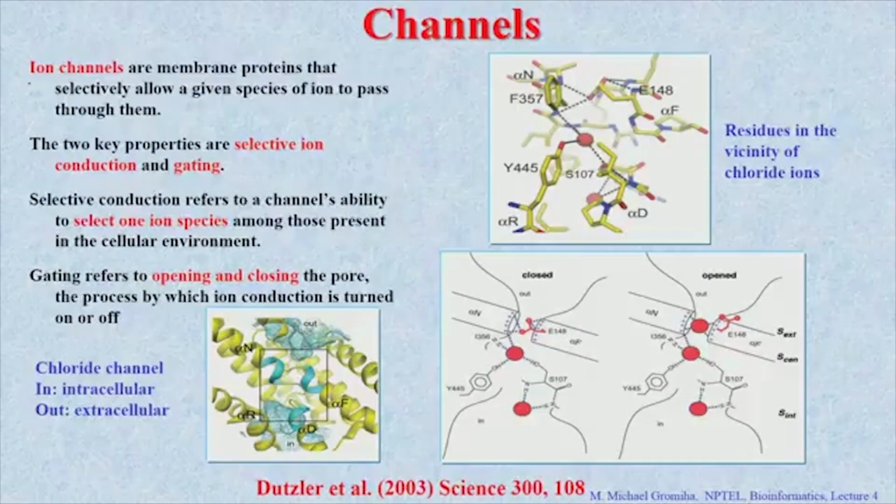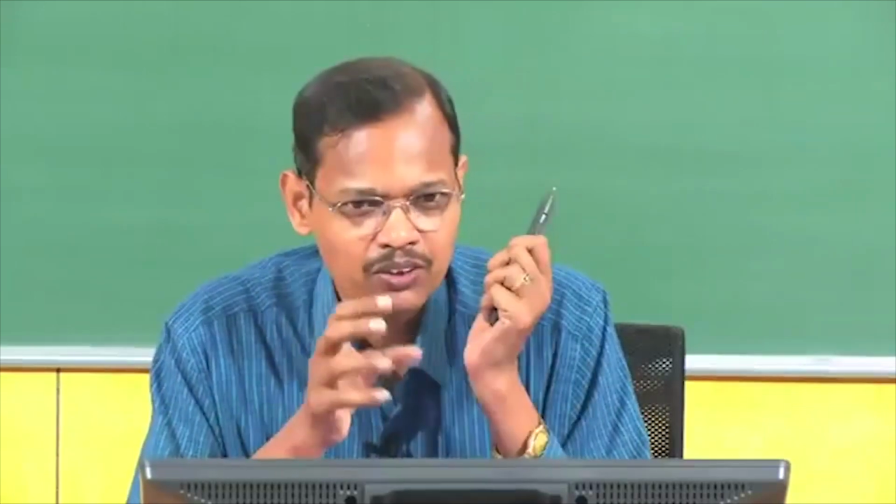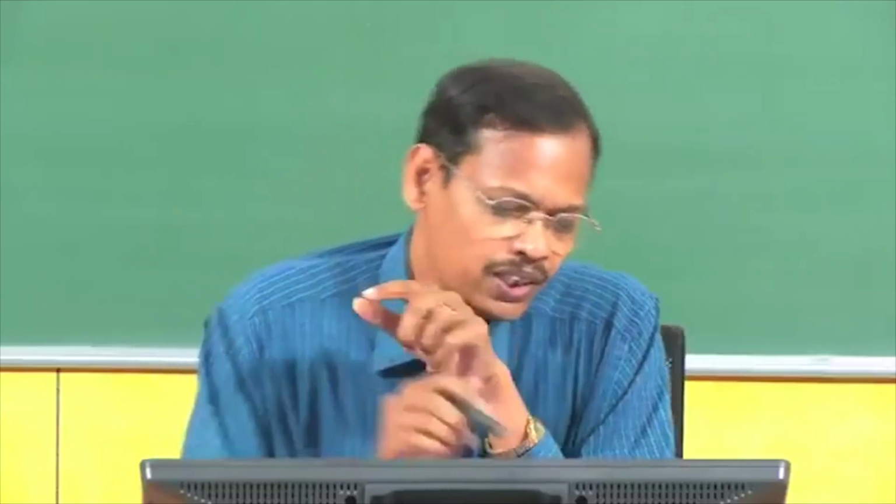These are also membrane proteins, for example, ion channels. There are different types of ion channels: potassium dependent ion channel, chlorine dependent ion channel, and so on. These proteins also cross the membrane, selectively. There are two properties for this transport. One is selective ion conduction and the second is gating. Selective means the channel will select only some ions. For example, they select potassium but not chlorine. So it allows only some ions.